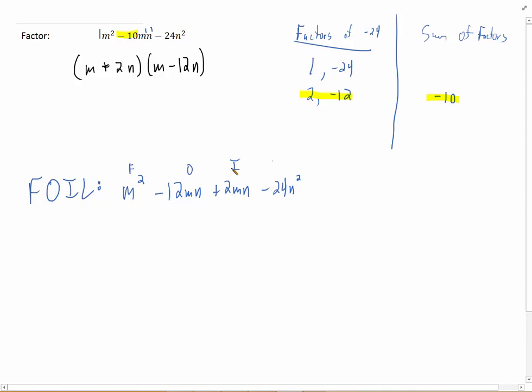So this was I and L. And notice that these like terms combine to negative 10mn. And so we do have the correct factorization. So I'll write the answer as m plus 2n times m minus 12n.